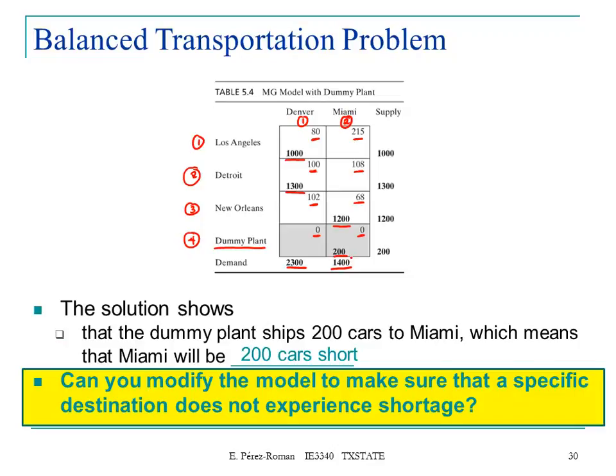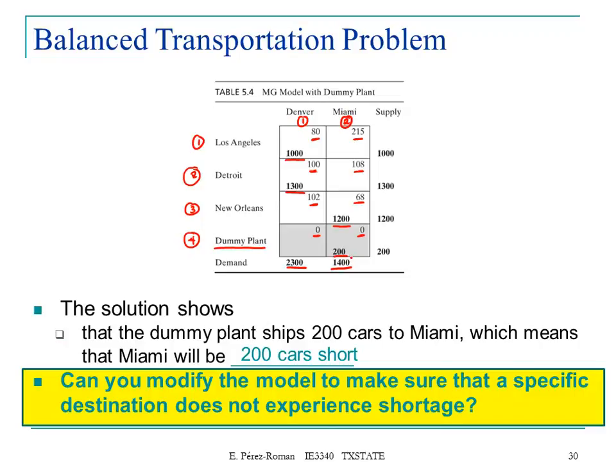Based on this problem and the explanation, can you modify the model to make sure that a specific destination does not experience a shortage? Like, for instance, if you don't want Miami to have 200 units short, what would you do to the problem? And this is related to what I mentioned about the penalty cost. So right now, there's no penalty cost. This is basically telling you 0 is your penalty cost.